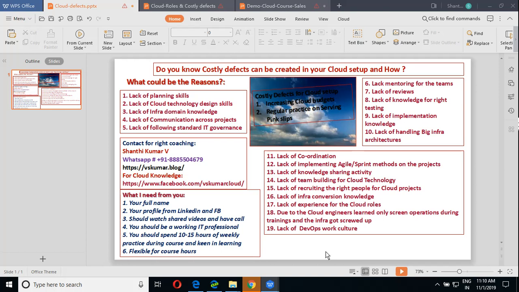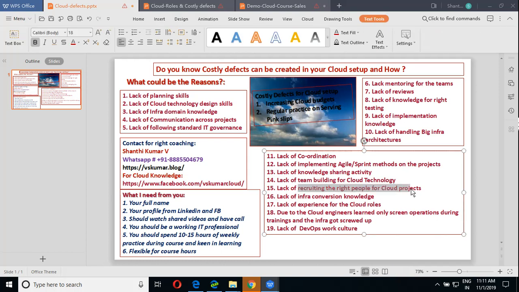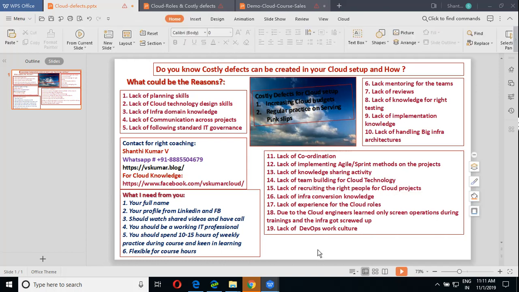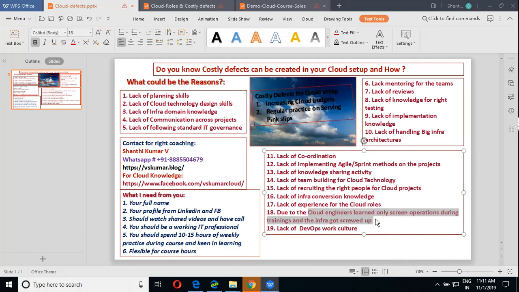Next one is the 18th one: cloud engineers learn only screen operations during training and the infra got screwed up. Yes, you recruited some people who have technical skills and certified skills. Then what happens? They got trained on how to operate a particular screen: how to create an S3 bucket, EC2, ELB, autoscaling, RDS, DB instances, and tables. Up to that task only they have been trained.